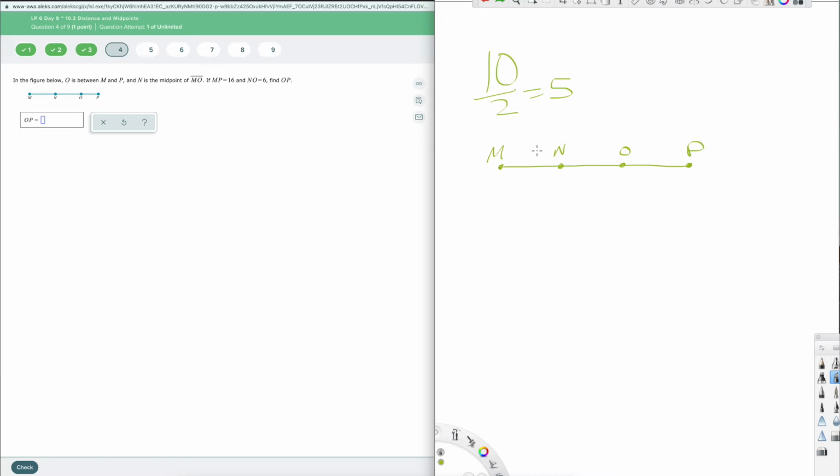N is the midpoint of MO. So N here is the midpoint. Well, if it's the midpoint, remember that means halfway.